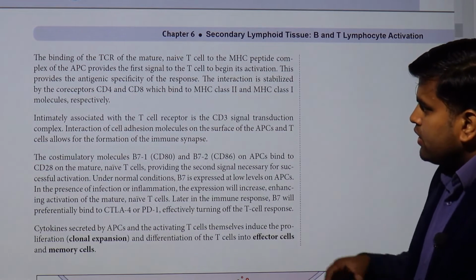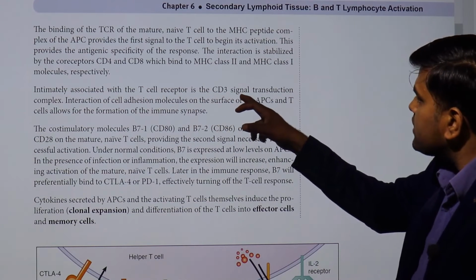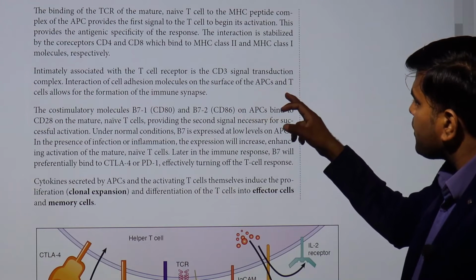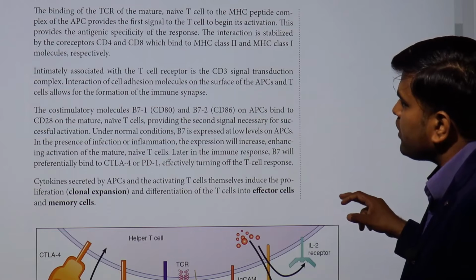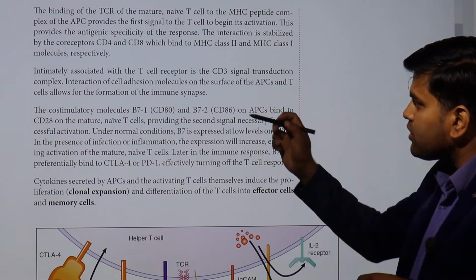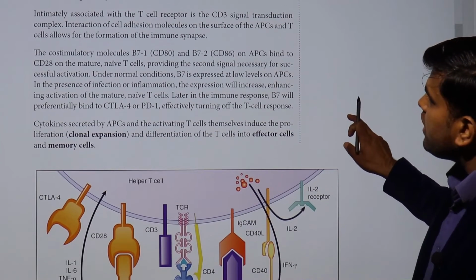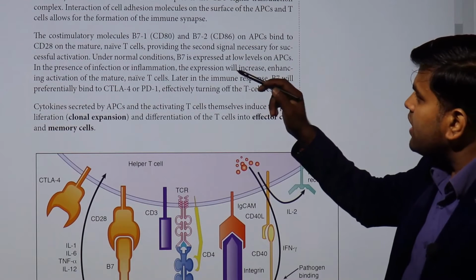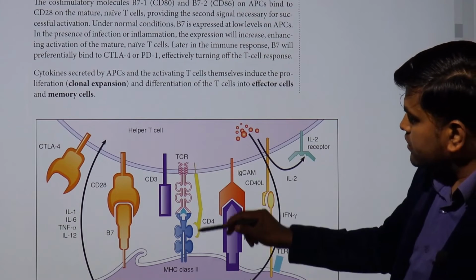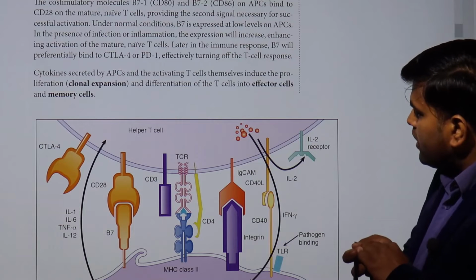Okay. Immediately associated with the T cell receptor is the CD3 signal transduction complex. The interaction of the adhesion molecules on the surface of the APC and T cell allows for the formation of the immune synapse. So there is the tight binding. There is the interaction of these adhesion molecules that hold these two cells. You can see this holds these two cells, on the surface of the APC and T cell, and they allow the formation of the immune synapse. So you can see over here, this is your MHC molecule and this is your T cell. They have got adhesion molecules that have formed this synapse.